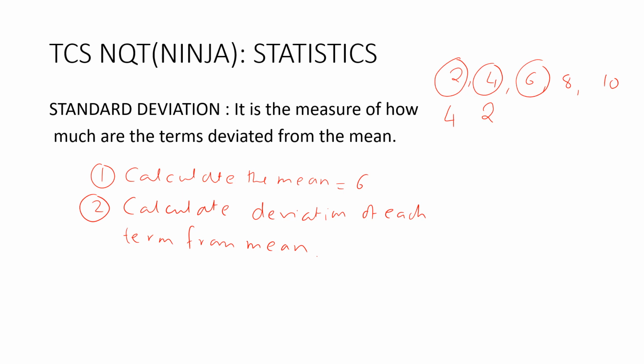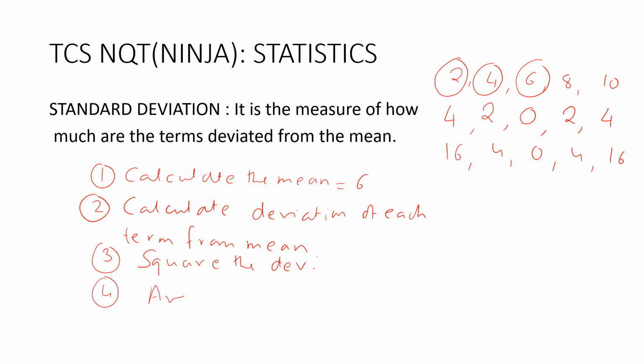Coming to the mean itself, how is 6 deviated from the mean? You would say there is no deviation, zero deviation. How is 8 deviated? Again, it is at a deviation of 2. And how is 10 deviated? It is at a deviation of 4. The third step is to square the deviations. Once you square the deviations, the terms would look like 16, 4, 0, 4 and 16.